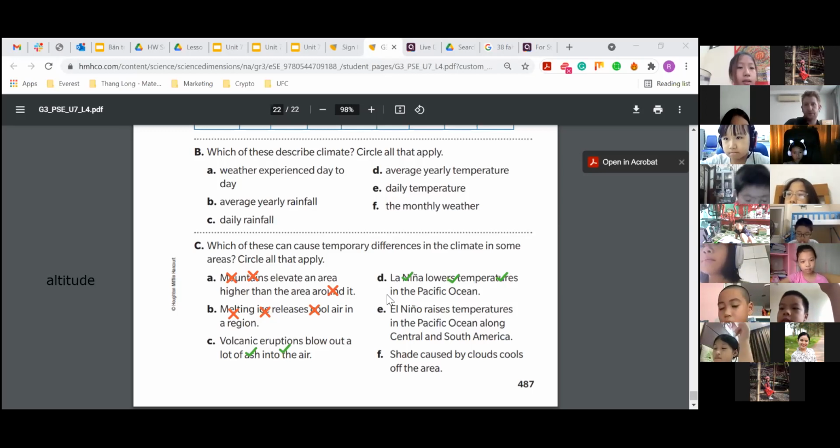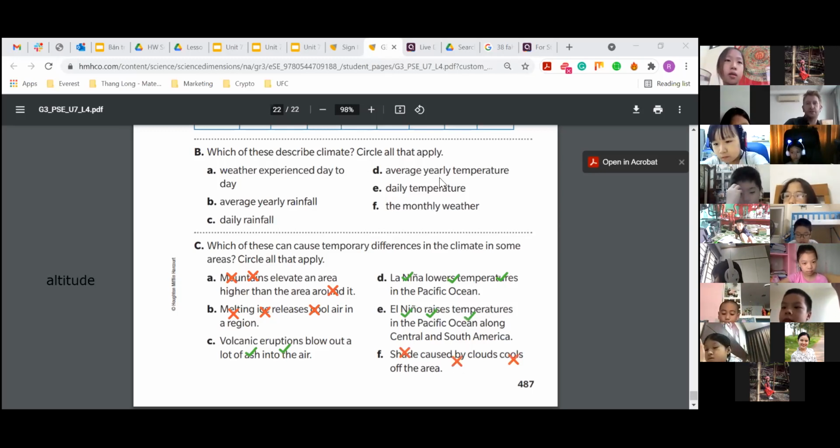El Nino raises temperatures in the Pacific Ocean along Central and South America. Good. Shade is incorrect as well.